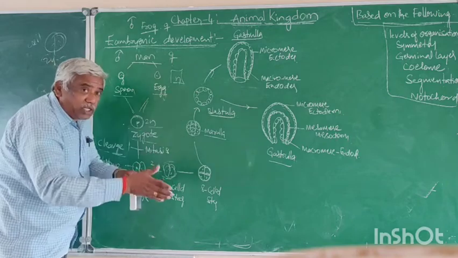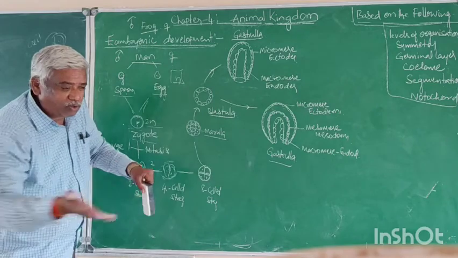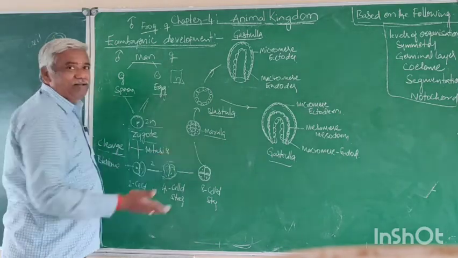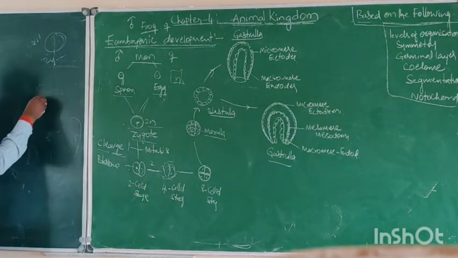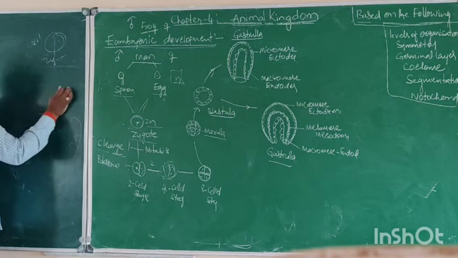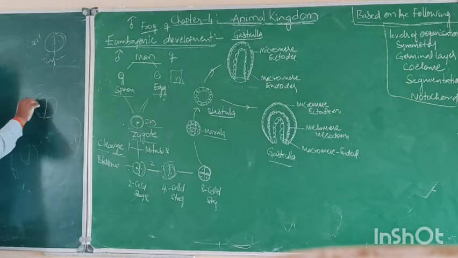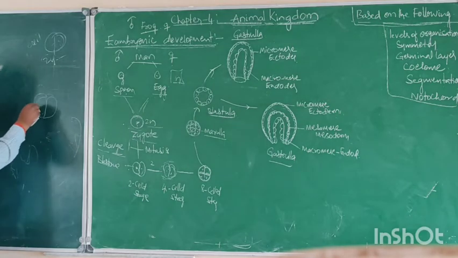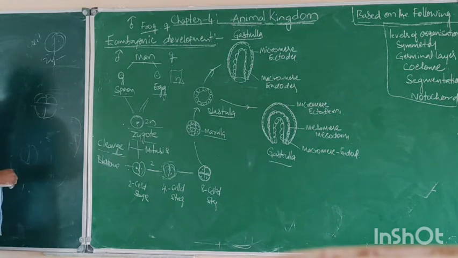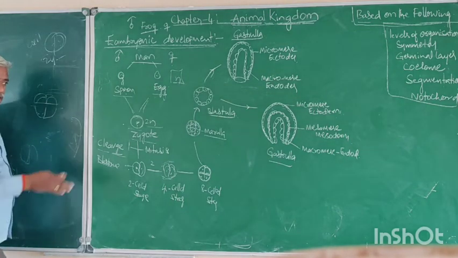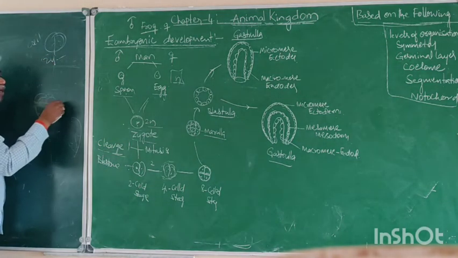Is this two divisions vertical or transverse? Vertical. After the four cell stage, the division is transverse, just above the equator. This is the two cells, the back side is two cells, another two cells. The third division is transverse, just above the equator.